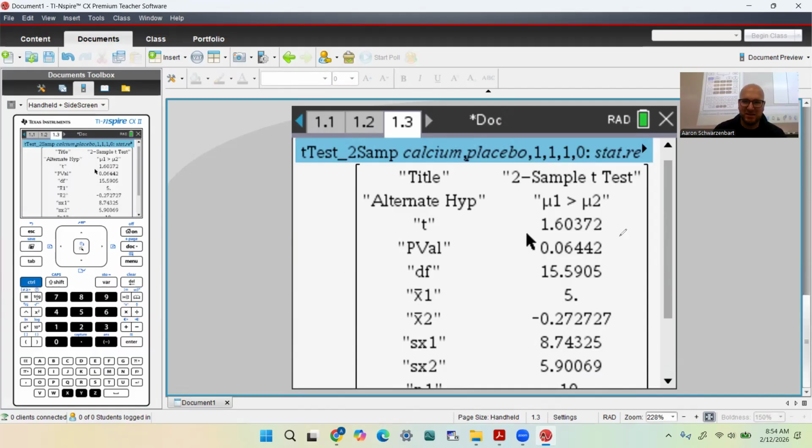1.6. My p-value 0.06, my degrees of freedom. The p-value is just above. So the experiment found evidence that calcium reduces blood pressure, but the evidence falls a bit short of the traditional 5% and 1% levels. We fail to reject H naught at either of these significance levels.